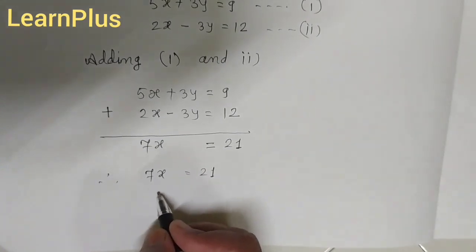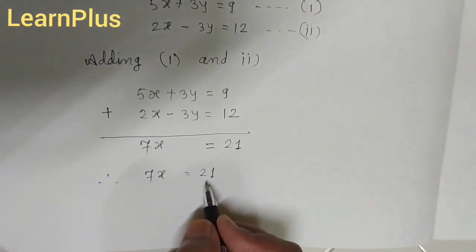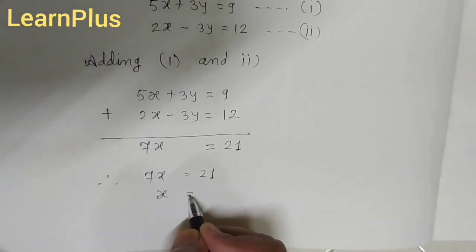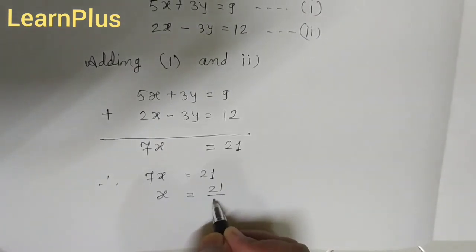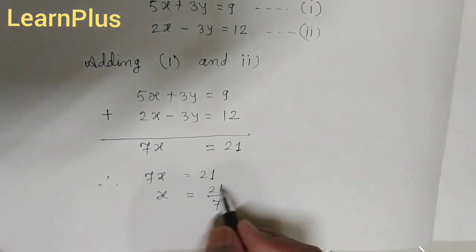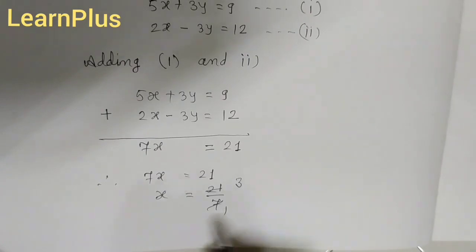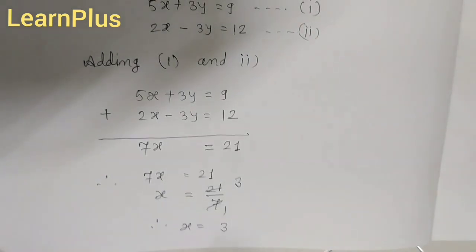Then this 7 will transfer to this side. Okay, this is the RHS, this is the LHS. Means here what will remain? x. x is equal to 21 by 7. In the 7 table, 21 is there. 7 1s are 7, 7 3s are 21. Therefore, what is the value of x? x is equal to 3.